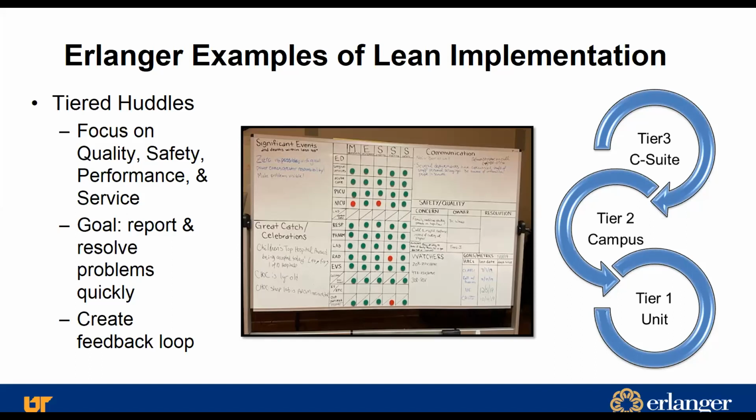The goal of these tiered huddles is to resolve issues quickly and get everyone on the same page for the day. It really creates a good feedback loop. I think especially with maintenance and construction and EBS, we get a lot of response from them during these tiered huddles as well.